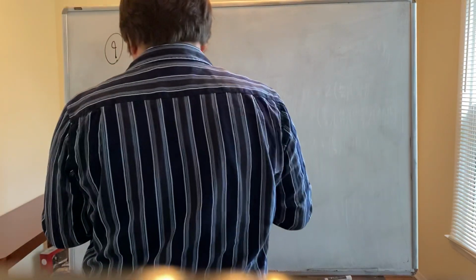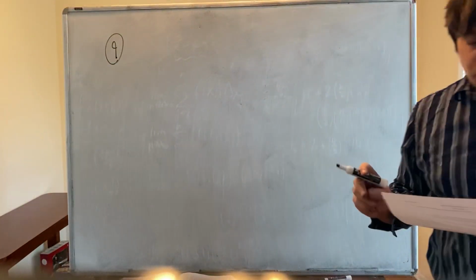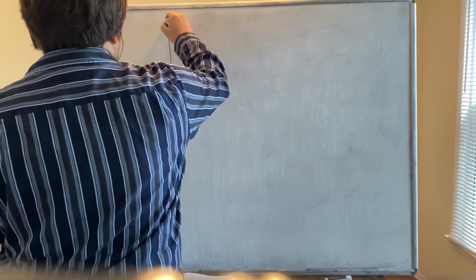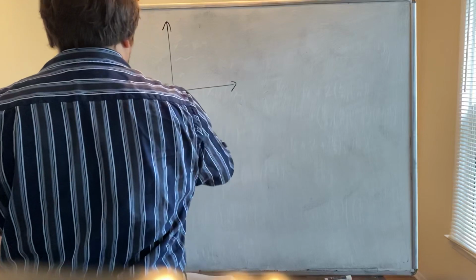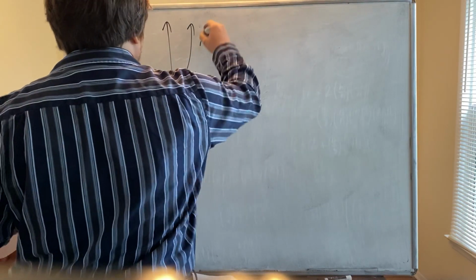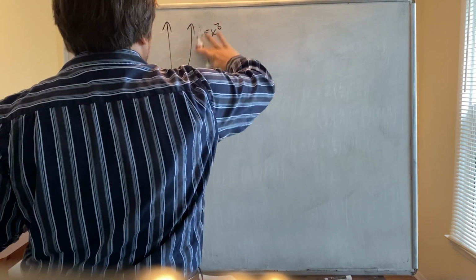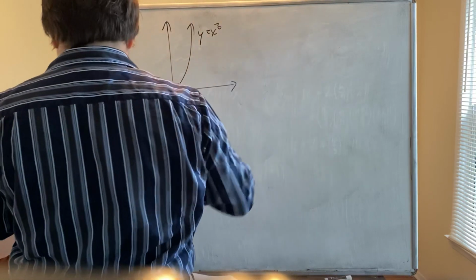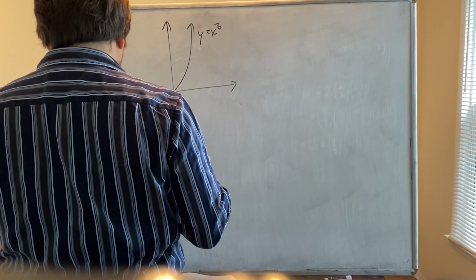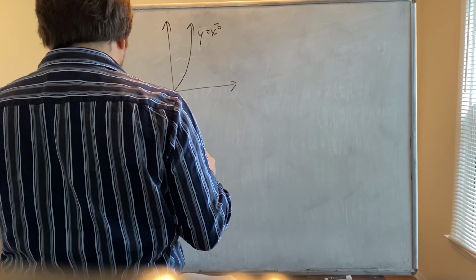Okay, number 9. Determine the volume of the solid obtained by rotating the region bounded by y equals x cubed, y equals x, y equals x cubed, and y equals x.